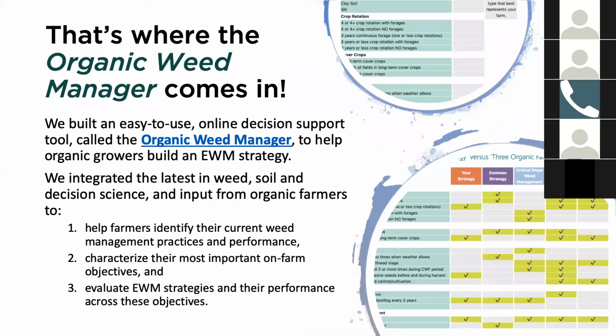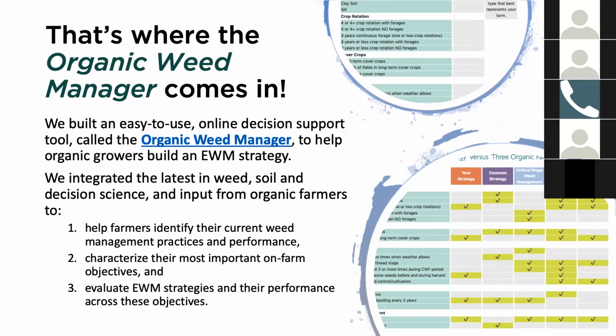So really, what is the organic weed manager? It's an easy to use online decision support tool. What we mean by decision support tool is simply anything that can help somebody make a better decision. We want to help organic growers build their own ecological weed management strategy. And the way we've done that is to integrate a lot of science. So we've incorporated a lot of weed scientists, soil scientists, and decision scientists, as well as input from you all. So I'm sure there are people on the call that have sat down perhaps with me personally and helped identify what should go into the website and how the website is working.